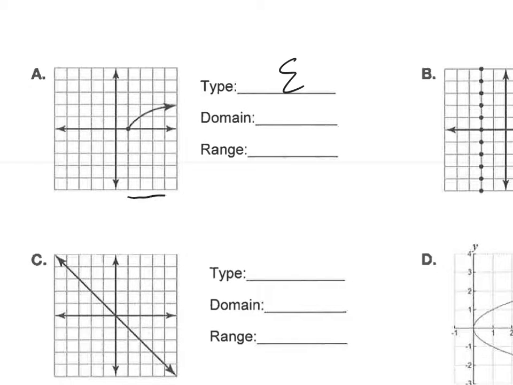My domain on the x-axis, we're over here at 1, and we're going that way forever. So x is getting greater than or could equal 1. And then my range, I'm down at 0, and it's going to keep moving up. So my y's are going to be greater than 0.